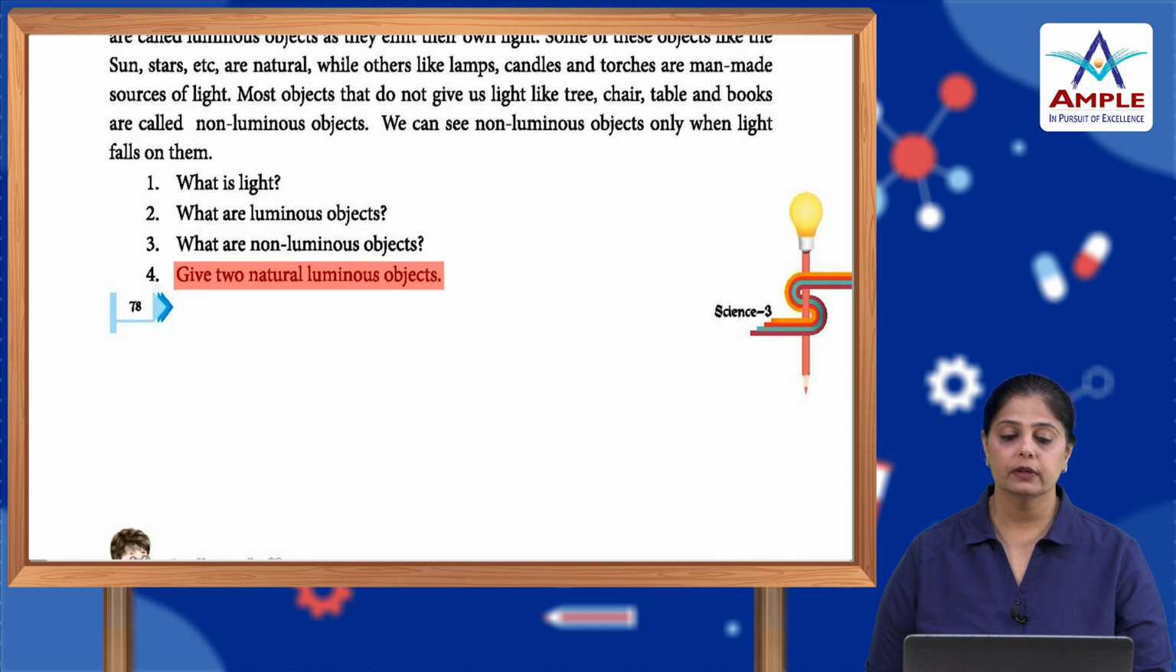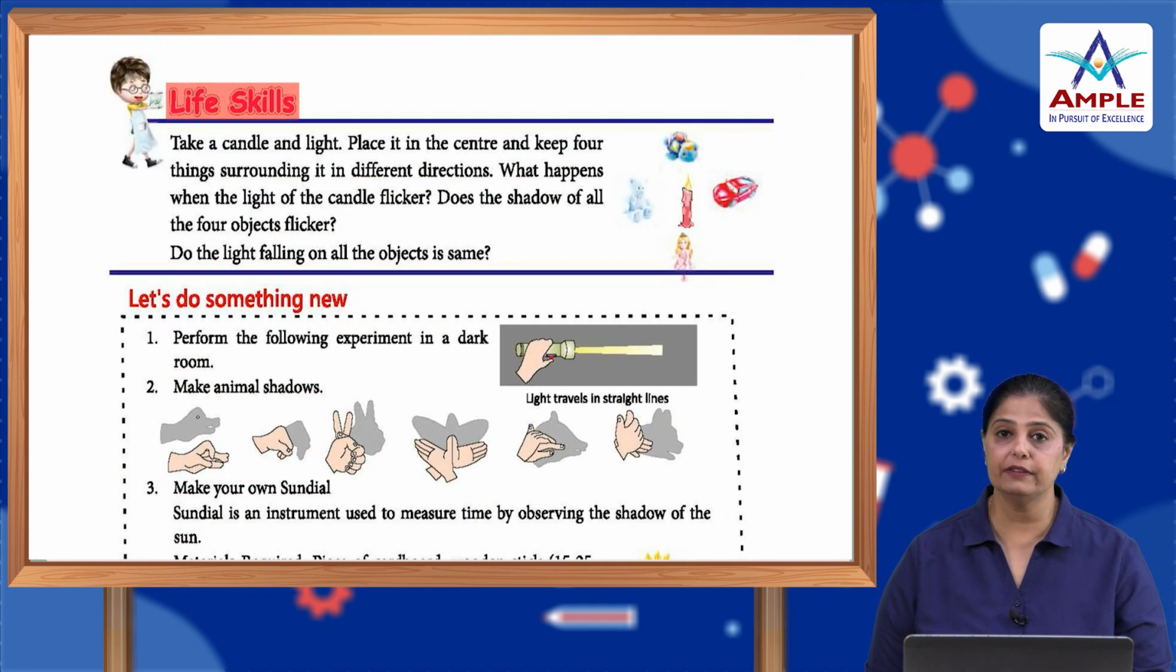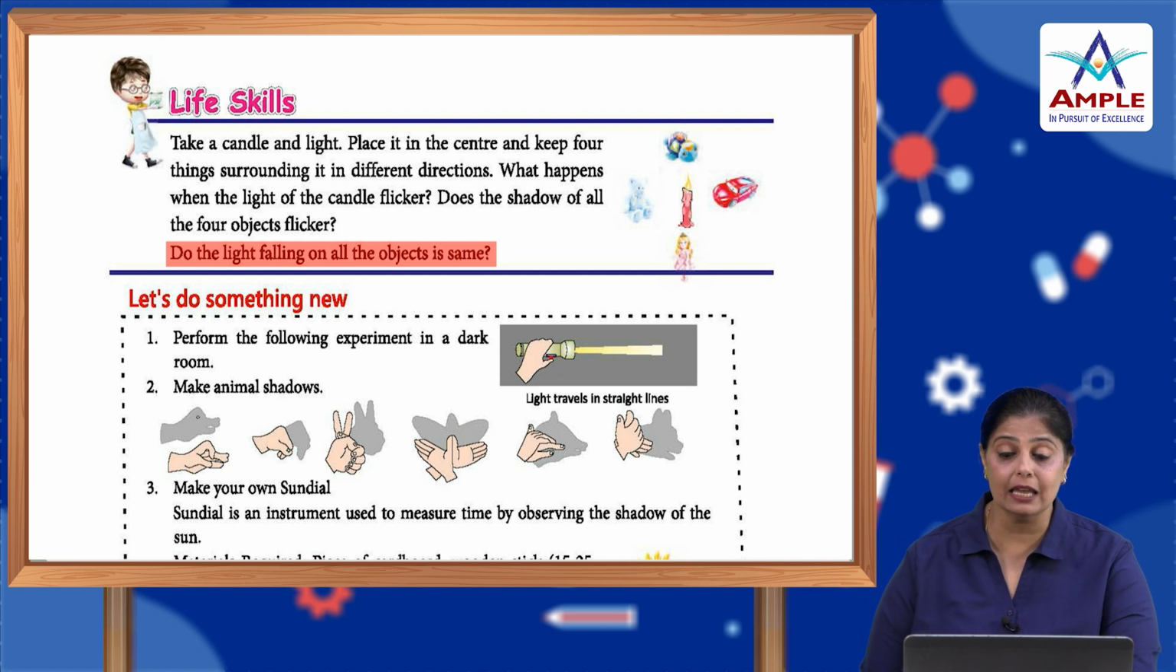All right, now let's move on to this life skills activity. You have to take a candle and light it. Place it in the center and keep four things surrounding it in different directions. What happens when the light of the candle flickers? Does the shadow of all the four objects flicker? Does the light falling on all the objects remain the same? So, try doing this experiment and see how the light falls on the other objects and how the shadow falls on the other objects.